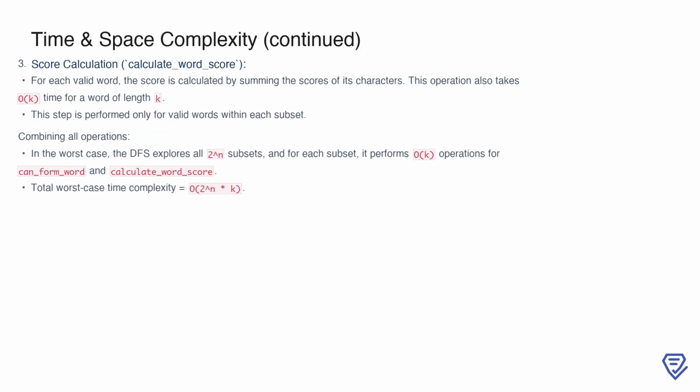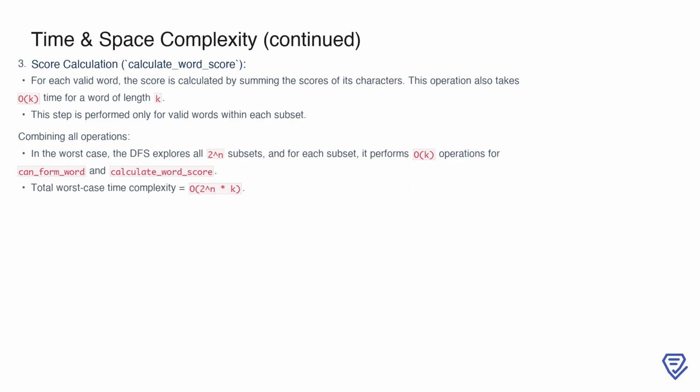Now, let's look at the calculate_word_score function, which computes the score of a word by summing up the scores of its individual characters. For a word of length k, this operation takes k time. This step is only performed for valid words within each subset.